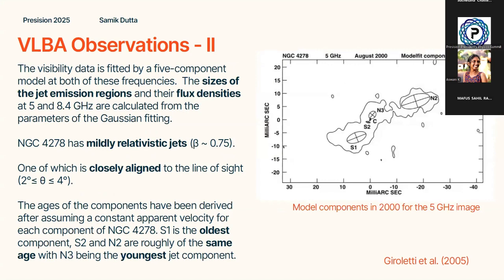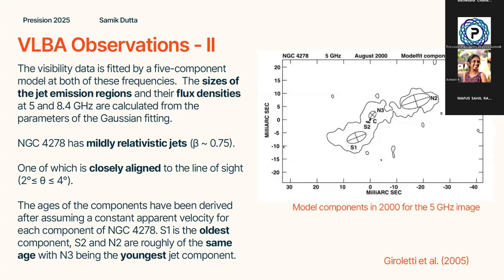So now what... data from 95 as well, and in the year 2000. They have been able to overlay the two contours and see how the source structure has changed. With that, what they have discovered is that NGC 4278 has a mildly relativistic jet, with beta of around 0.75, and the northern jet is aligned closely to our line of sight. So basically the northern jet is aligned to us and the southern jet is moving away from us.